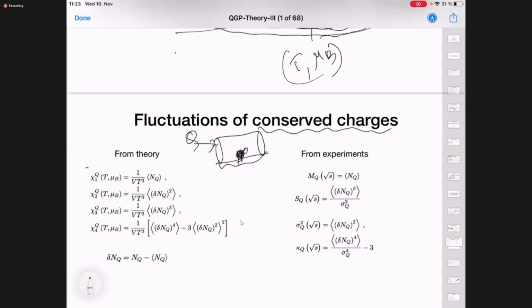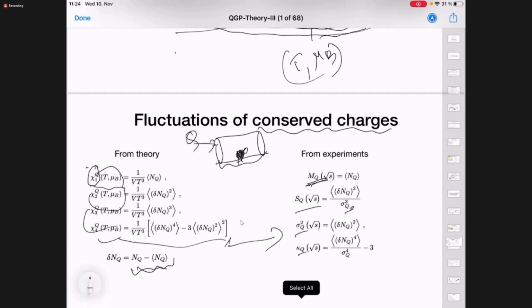Say baryon. QCD has net baryon, net charge, net strangeness. So you could be looking at any of these conserved charges and their fluctuations. For example, you could look at the electric charge, and these are the susceptibilities which we had already defined earlier, and they are connected to these experimentally measurable things via these relations. So from experiments, from the moments, mean, variance, skewness, kurtosis, again, one can connect these cumulants.